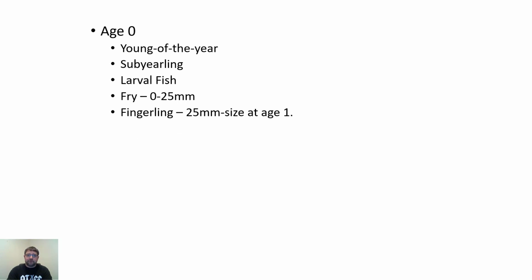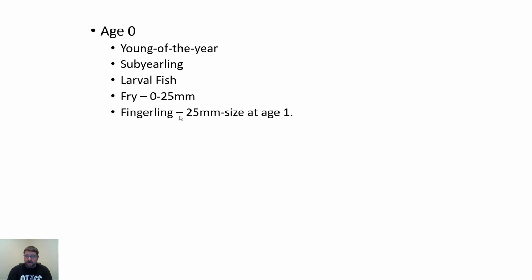Fingerlings are then from 25 to size at age 1. So with salmonids, age 0 is broken up into 2 pieces. They're fry and they're fingerlings. The reason for this is because the organism has a drastic difference in life cycle or lifestyle between being a fry and a fingerling.